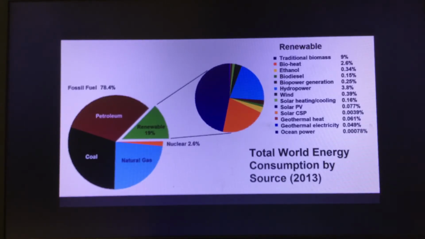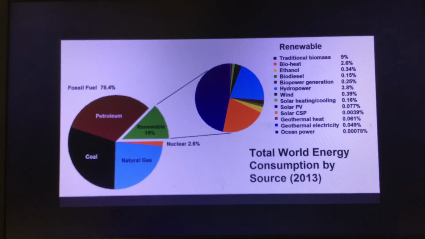And so when you look at that, you're like, okay, well, that's not that bad. We can improve on that. The key is breaking it down, because again, this is total world energy consumption. So when we break down that renewable energy, we can see that about 9% of our energy sources comes from traditional biomass. That's the big blue section.